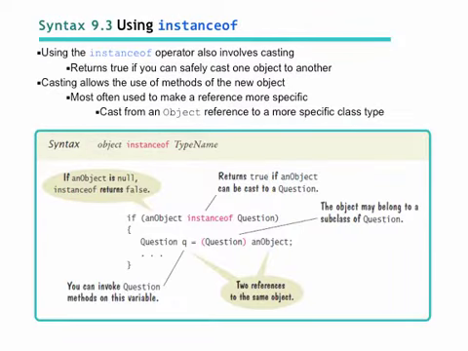Here's an example. Using the instanceof operator involves casting. So it will return true if we can safely cast one object to another, or false if it cannot. Casting allows us to use methods of a new object, and is most often used to make a reference more specific, so going from a general to a specific. We can cast an object reference to a more specific class type as needed, just like in the last lecture. So if obj instanceof Question, if obj refers to an object that is of type Question, then we can go ahead and do the downcast. Otherwise, we would wind up with a ClassCastException.